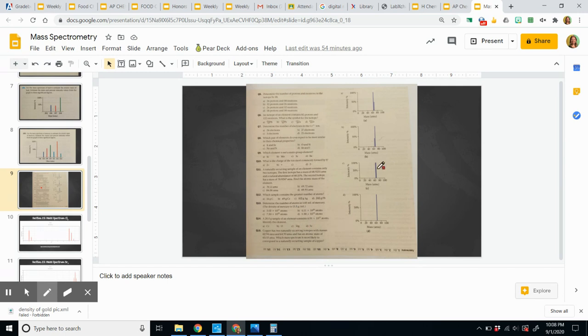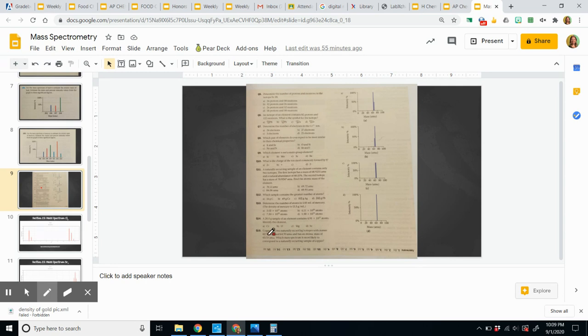Okay, so this is more like what you're going to see on the AP test, now that we know how to do it and we know all the steps. So we have a multiple choice question here. Copper has two naturally occurring isotopes with masses 62.94 AMU and 64.93. So it's basically copper 63 and copper 65, and has an atomic mass of 63.55. Which mass spectrum is most likely to correspond to a naturally occurring sample of copper?